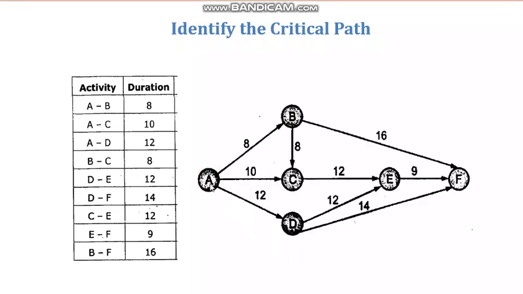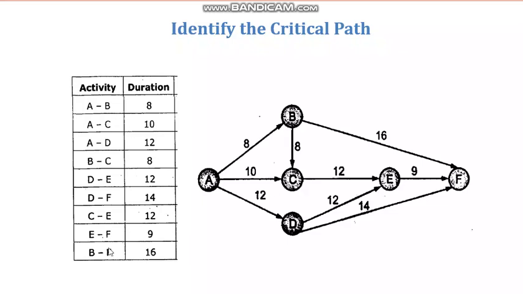You see, now this is A to B. A to B is taking 8 units of time. These units can be anything. It can be days, hours, or minutes, depending upon what type of project it is. Let us say it is minutes, so 8 minutes. A to C is 10 minutes, A to D is 12 minutes. Then we have B to C, 8 minutes.